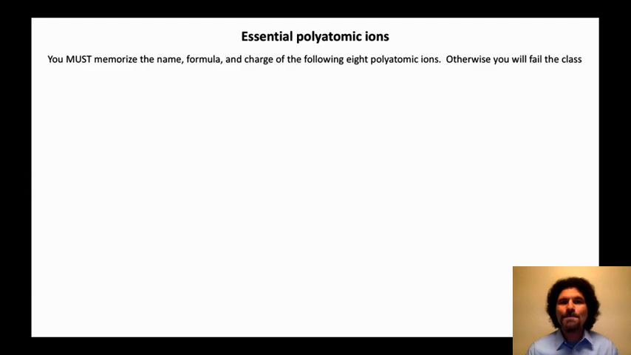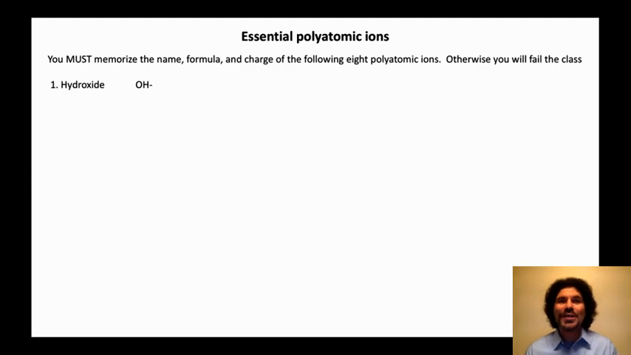Okay, so you must memorize the name, formula, and charge of the following 8 polyatomic ions. They will be on the essential outcomes quest. And if you don't memorize these polyatomic ions, you will not pass that quest. And of course, not passing an essential outcome quest means that you will fail the class.